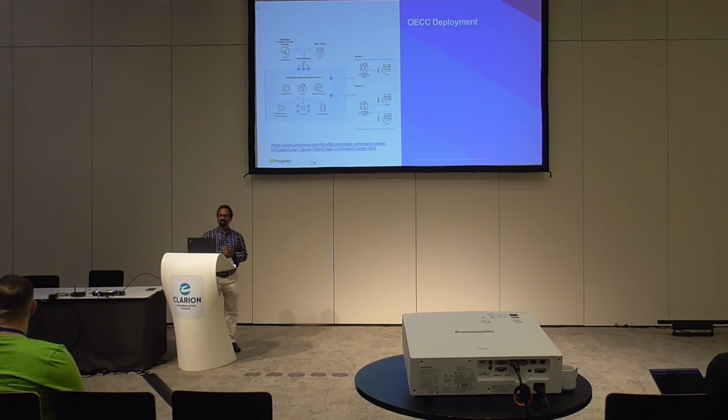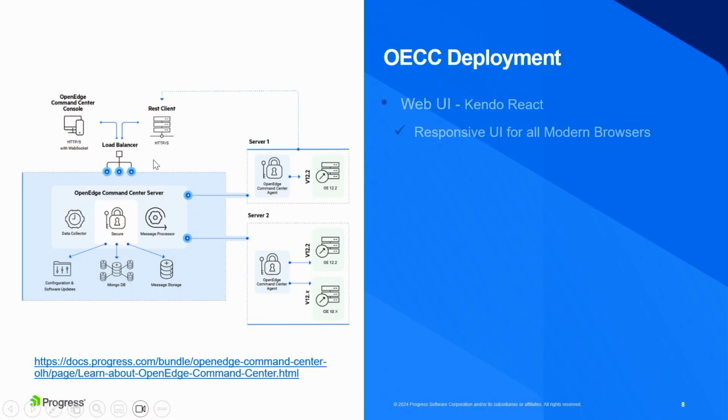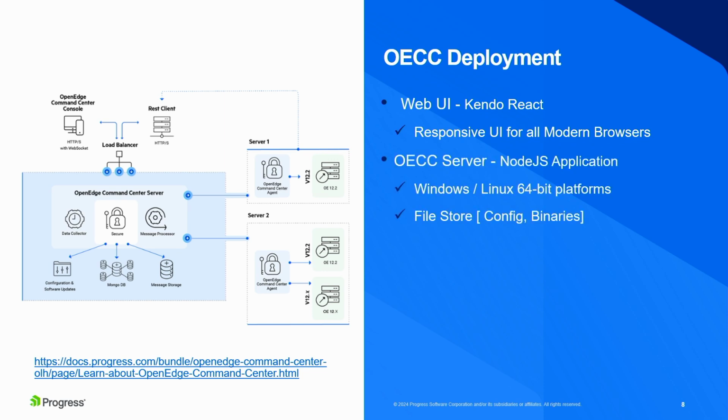On the top, you have the Command Center console, which is a web-based UI, and you have a REST-based client for accessing the APIs. The web UI is implemented in Kendo React UI and supports all modern browsers. The server is a Node.js application. We support both Windows and Linux platforms. So 12.8 today supports Windows and Linux 64-bit platforms. And the database here is MongoDB.